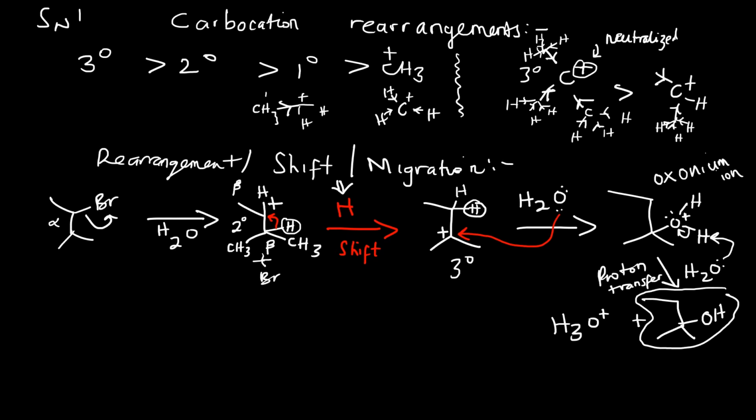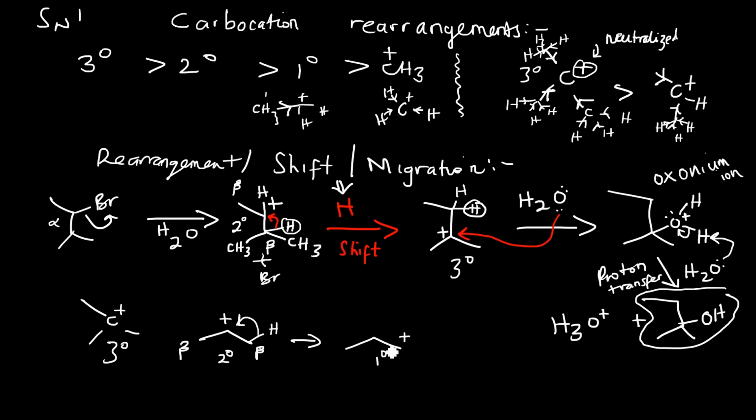Okay. And you don't always do shifts. For example, in this case, you already have it as tertiary. No need of shift. In this case, you have it as secondary, right? This will be your beta carbon. This is a beta carbon. But if you push this hydrogen here, guess what you're going to form? You get a primary carbocation.